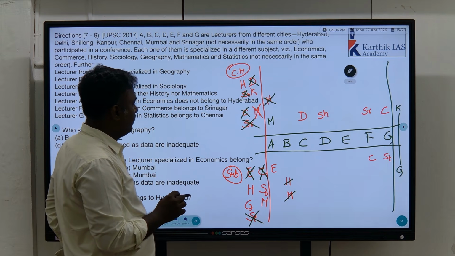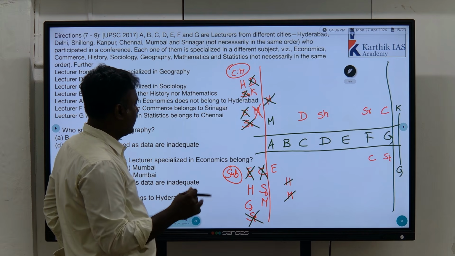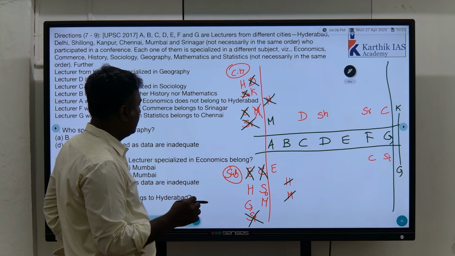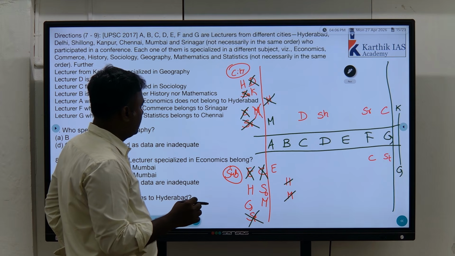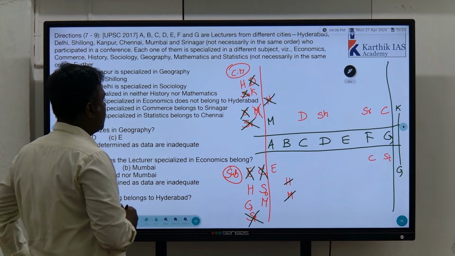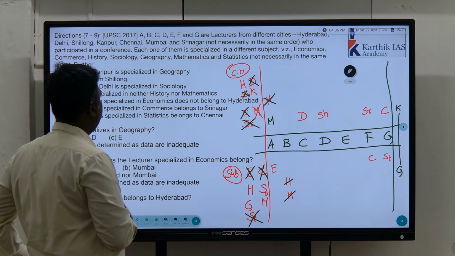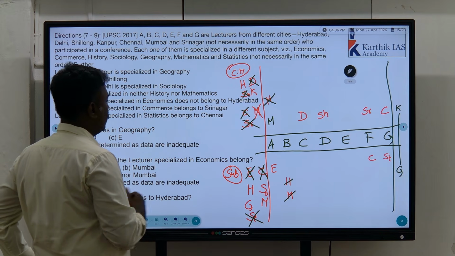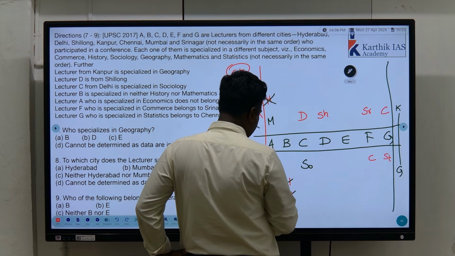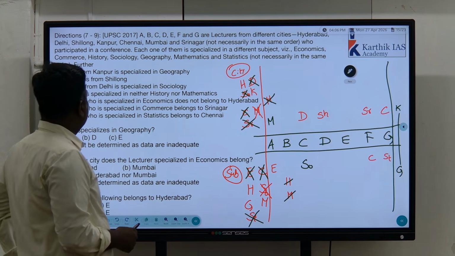Here in the bottom 4 people are there. Okay, now somewhat we have to take a risk. C, S, T. Okay. Kanpur is specialized in geography. D is from Shillong. We have taken. C from Delhi is specialized in sociology. That notes is missing. This we have to cancel here. Okay. So now that is missing.